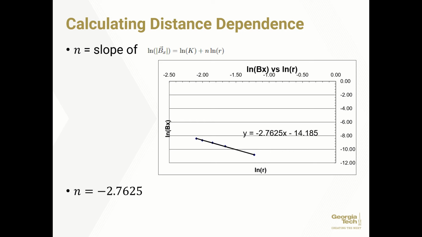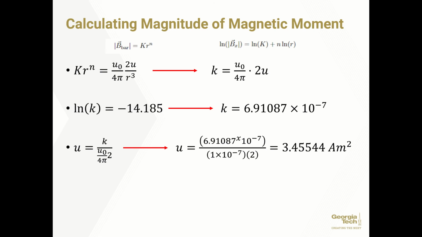So in my case, the distance dependence was negative 2.7625. To calculate the magnitude of the magnetic moment, I used the known distance dependence for a bar magnet where the magnitude of the magnetic field is k r to the n. I then plugged that in, so you've got k r to the n equals mu naught over 4 pi times 2 mu over r cubed. So in my case, I assumed that r was equal to 1, which gave me the next equation, which is k is equal to mu naught over 4 pi times 2 mu.